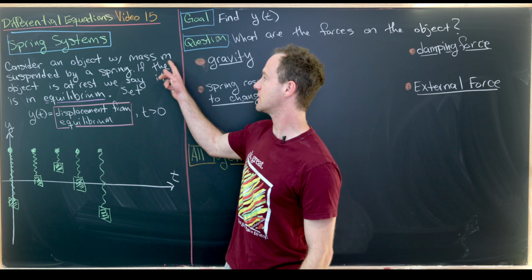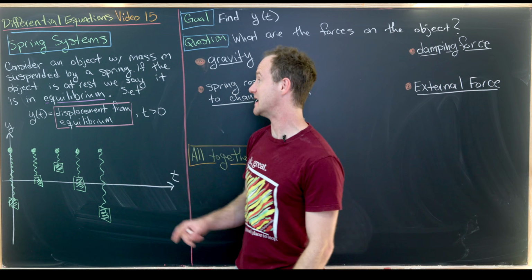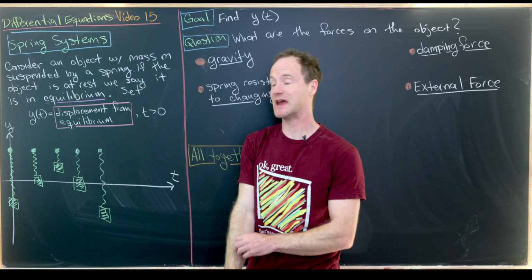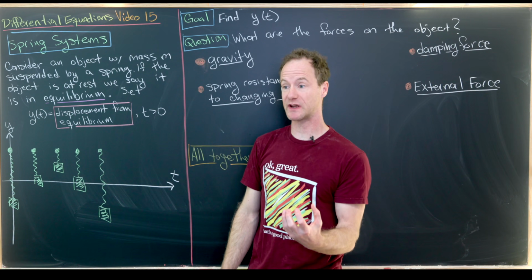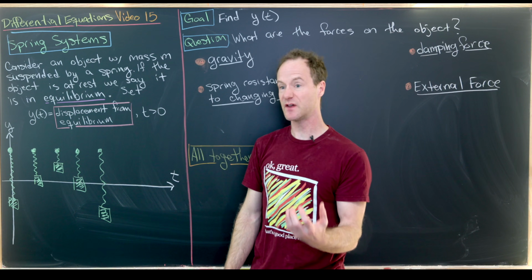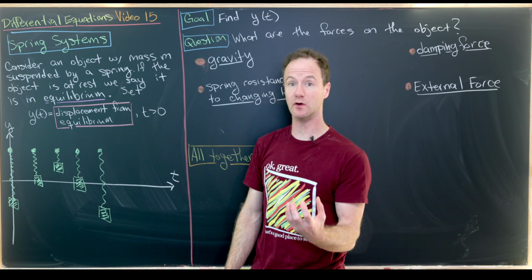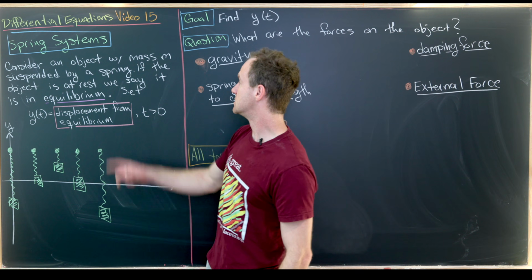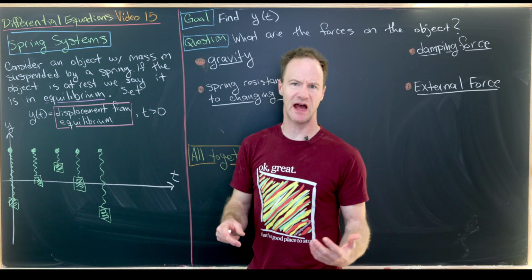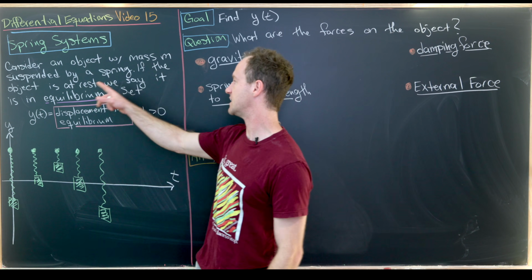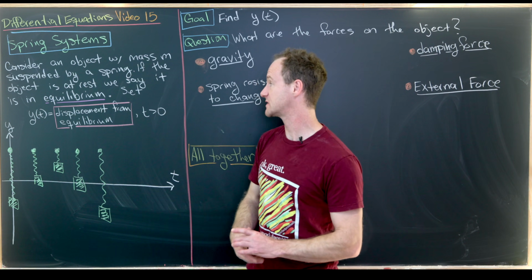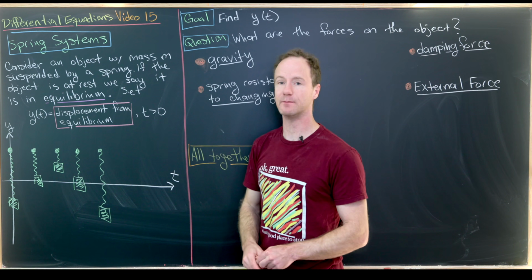So let's consider that we have an object with mass m suspended by a spring. So that's going to obviously pull the spring down. And if there's nothing going on there, that spring will be at rest. And so let's call that position at rest the equilibrium. So I've got that here. So if the object is at rest, we say it is in equilibrium.